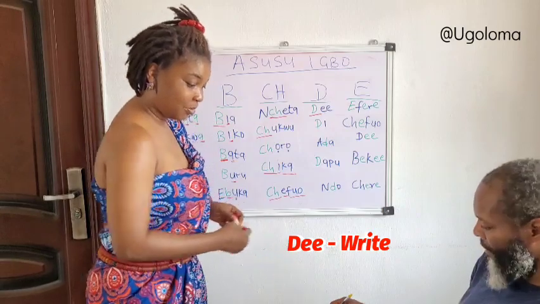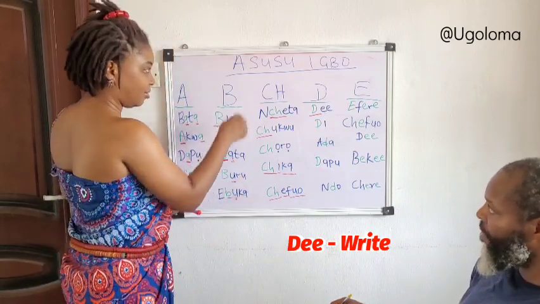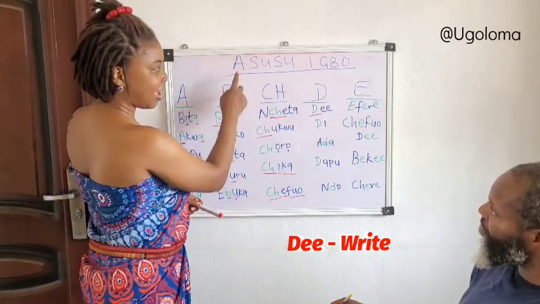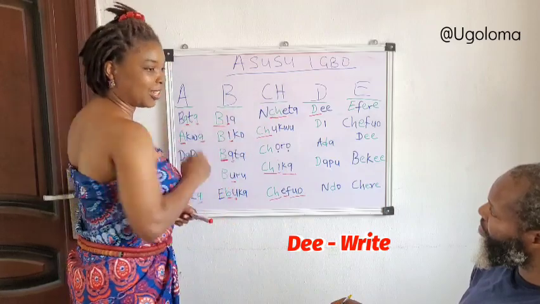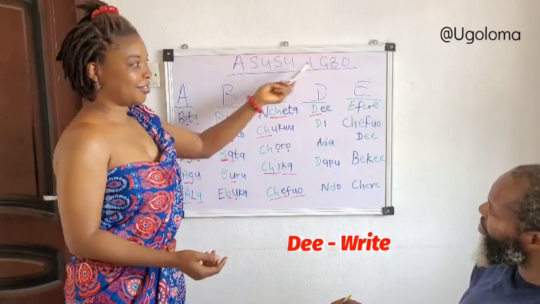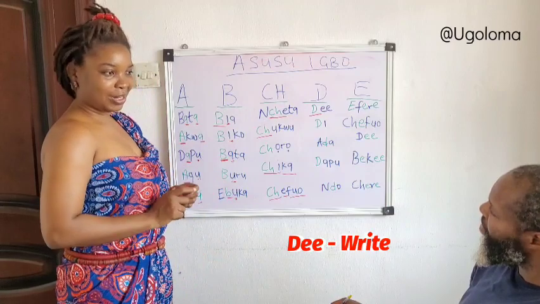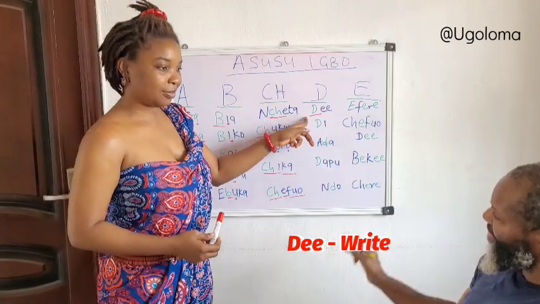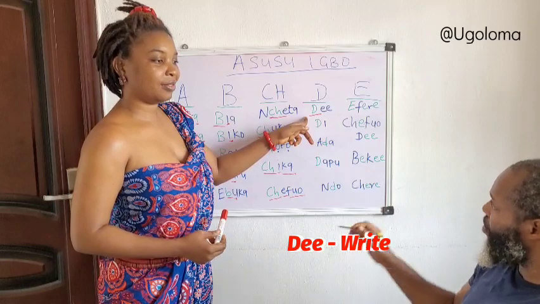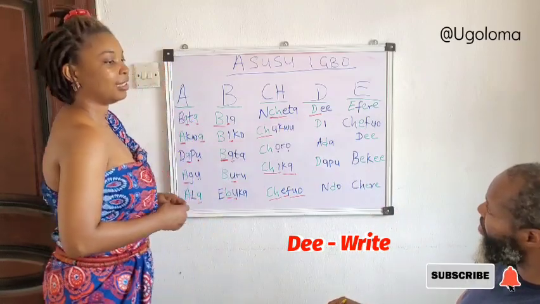So you see, and let me tell you now. There, Asụsụ Igbo. Right, Igbo language. So there means what? Oh, right. It means right. There.